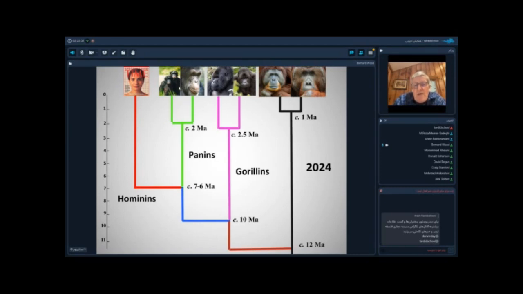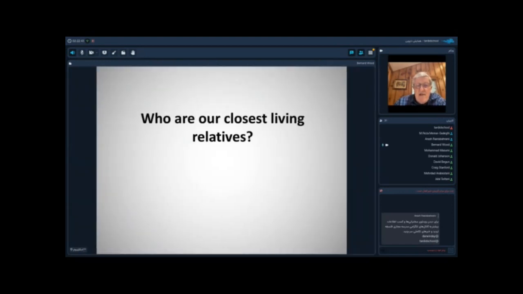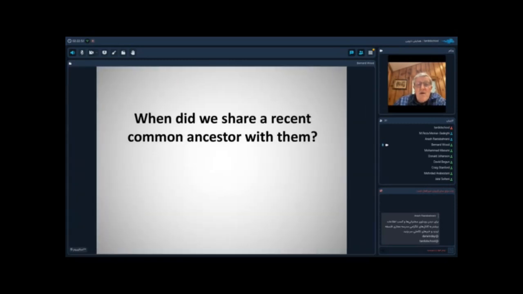And then a little more distantly come the gorillas, and then even more distantly come the orangs. So if we go back to our question, who are our closest living relatives? The answer is chimpanzees and bonobos. And then the other question, when do we share a recent common ancestor with them? The answer to that question is a little less precise.